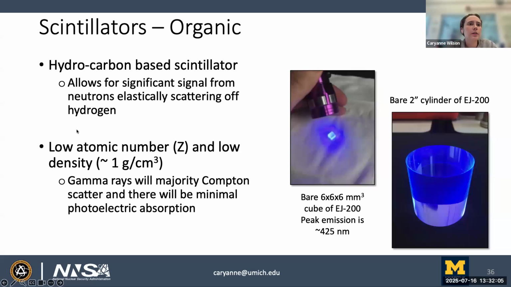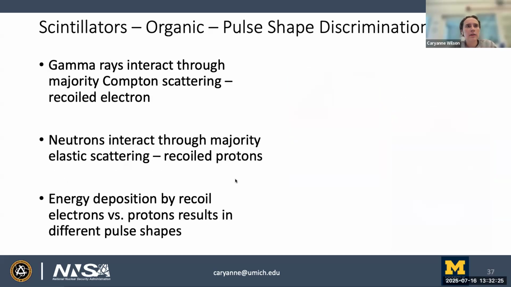These detectors usually have a pretty low density. Because of this low density, most of the gamma ray interactions will be Compton scatter. There won't be any photoelectric absorption, and so you won't see a full energy gamma peak from gamma interactions.